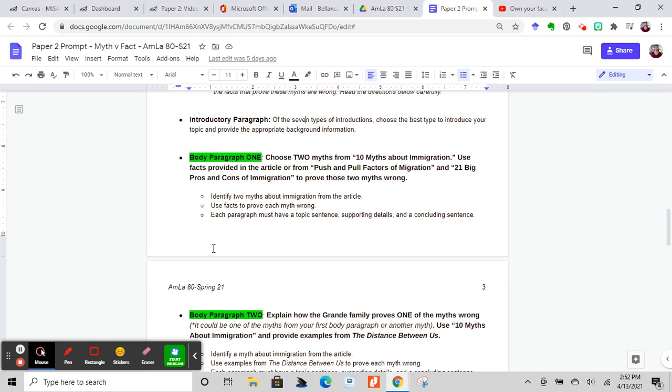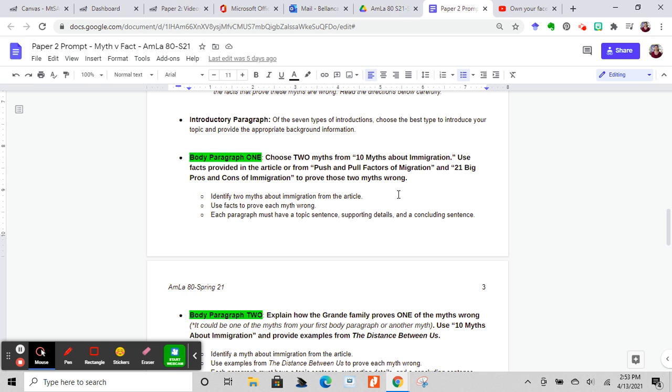All right, now let's move on to your body paragraphs. In the first body paragraph, choose 2 myths from the 10 myths about immigration article and use facts provided in the articles, 10 myths about immigration or from push and pull factors of migration, 21 big pros and cons of immigration, to prove that these myths are wrong. Remember that you want to write about 2 myths in this paragraph.